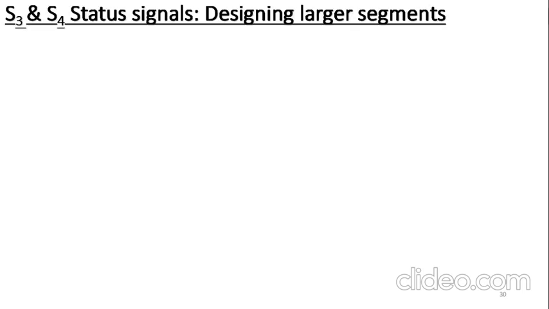Now here, the function of the two status signals S3 and S4 is clearly stated in the heading itself: it is used for the designing of larger segments if required. Now, what do the status signals S3 and S4 indicate? The status signals S3 and S4 define the segment in access in the current bus cycle, the bus cycle which is in progress.